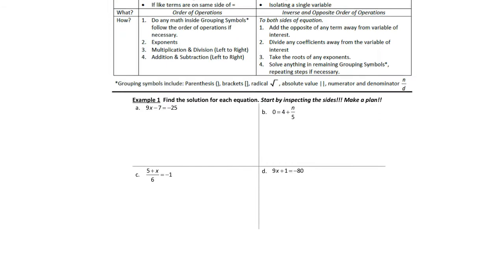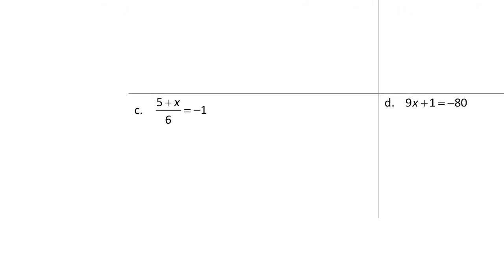In the last video, I challenged you to try C and D on your own. Now, I'm not going to lie, I kind of set you up with C because this is probably the most challenging one that we have to do. So let's take a look at what I'm talking about.